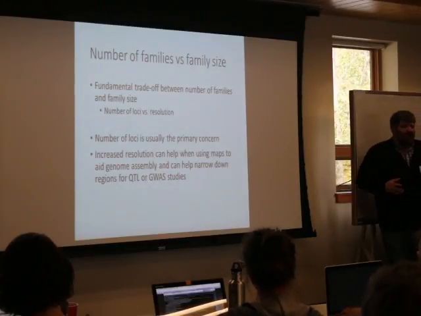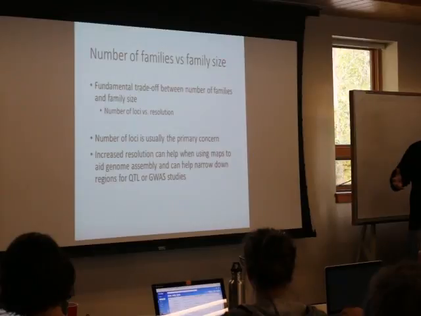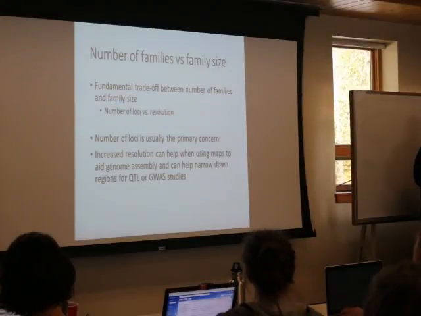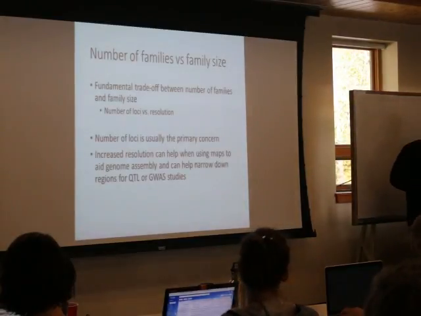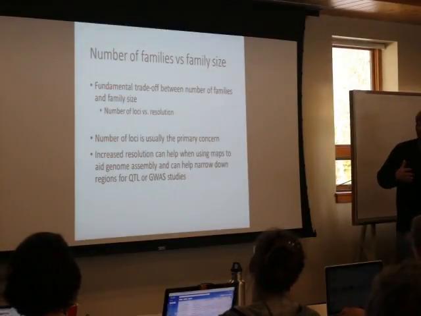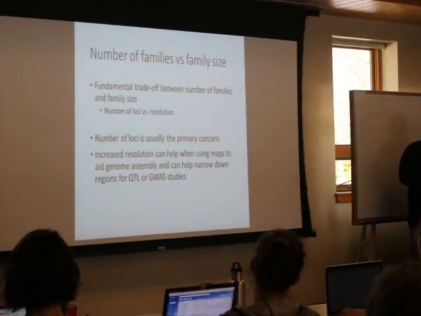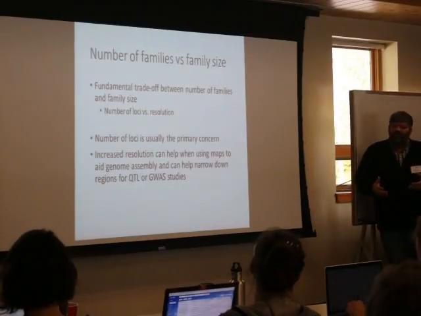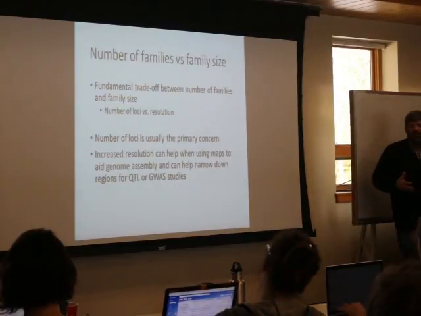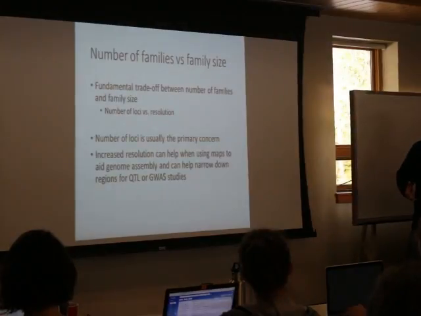So one of the trade-offs with mapping that you have to make is how many families are you going to have and how many offspring are you going to have. If you assume that there's a limited amount of sequencing that you can do, there's just a choice that has to be made. And there's a fundamental trade-off associated with this. If you have more families, you have more loci that are heterozygous in the different parents, and you have more markers on your maps. But if you have more individuals within a family, you have more recombination events, and you can get greater resolution. So most of the time, people are interested in the number of markers that are on the map. And getting the most markers on the map is the priority. But sometimes resolution is beneficial.